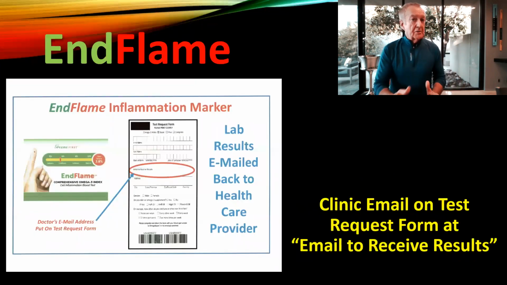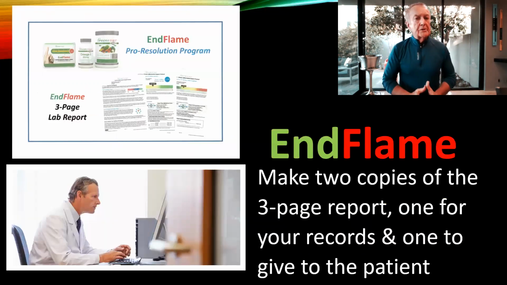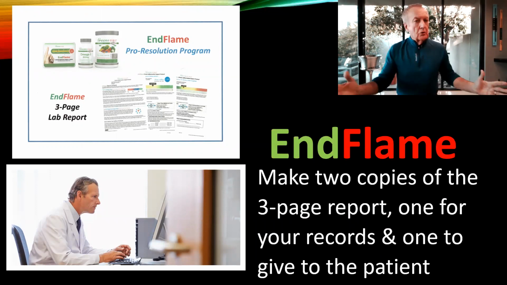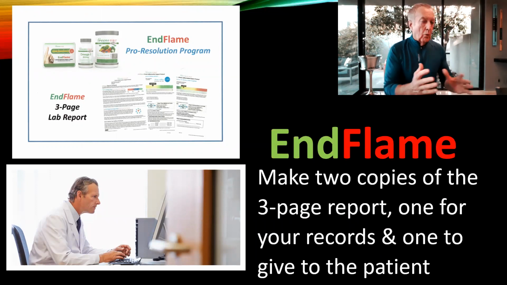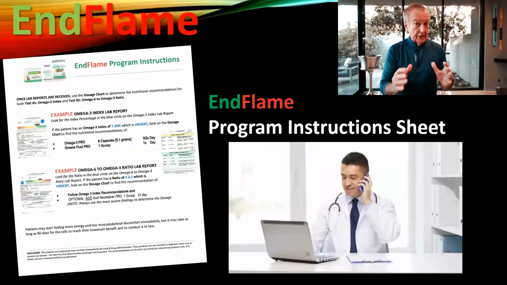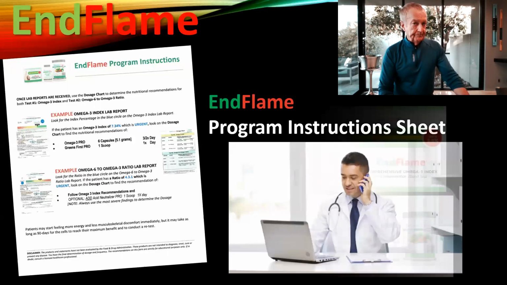By the way, you must make sure you have your clinic email on the test request form on the line that reads email to receive results to make sure that you get the lab report. And when the email results come back from the lab, make 2 copies of the 3-page report, one for your records, and of course, one to give to the patient. Use the 1-page EndFlame program instruction sheet to prepare the patient's report of findings. I mean, all you're going to need is the patient's lab results and the EndFlame dosage chart.